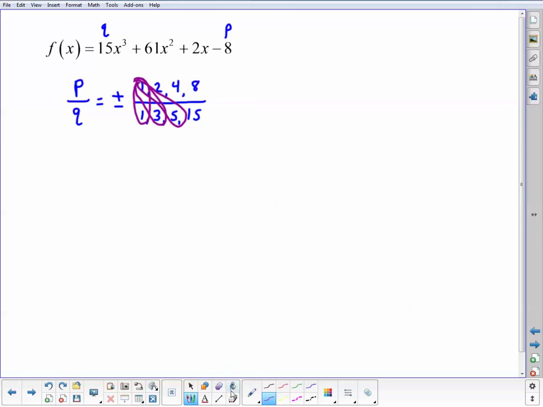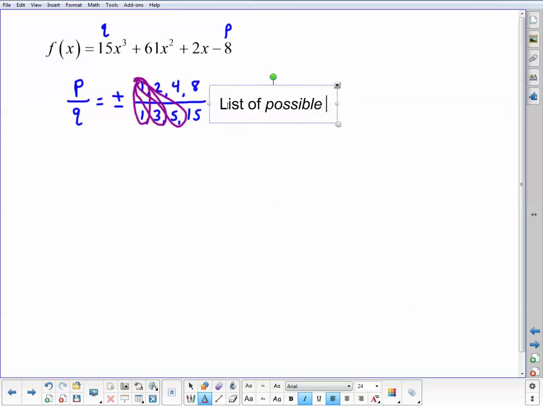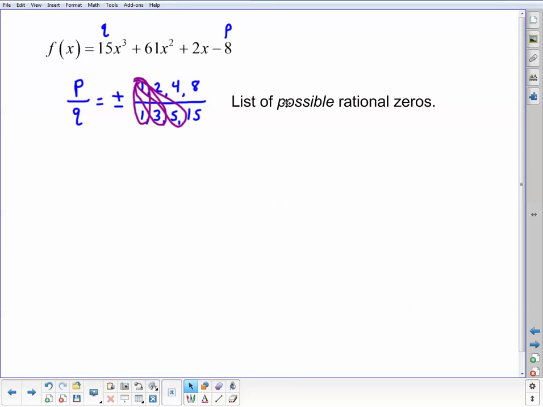But this list is the list of possible rational zeros. So these are the only possibilities. Now I say only kind of loosely because that's a lot of possibilities. Keep in mind, I only have 3 zeros, so a lot of these are totally irrelevant. And I might only have 1 that's rational and 2 that are irrational or imaginary. So this list can be a little bit cumbersome.